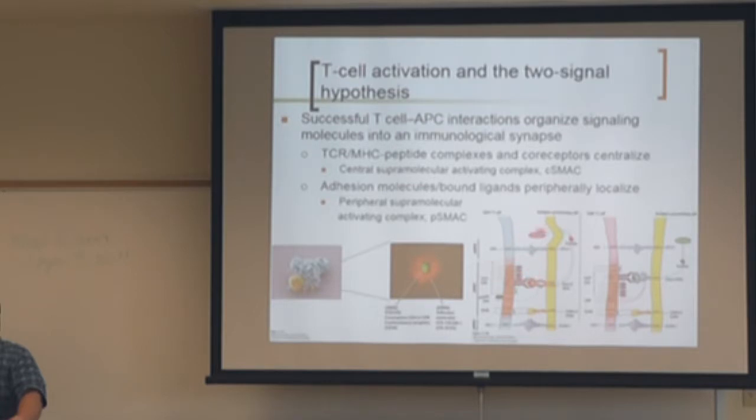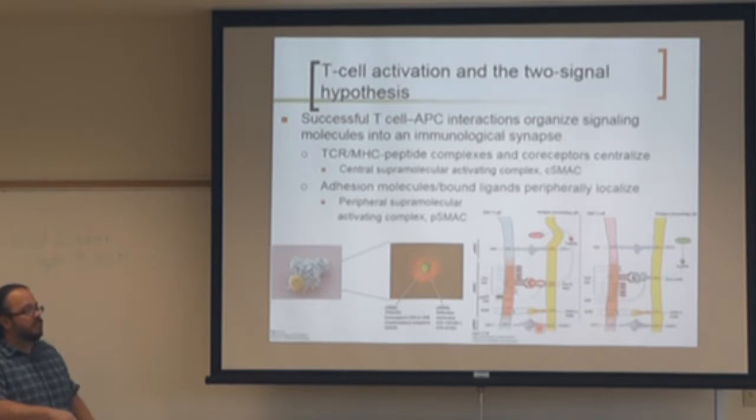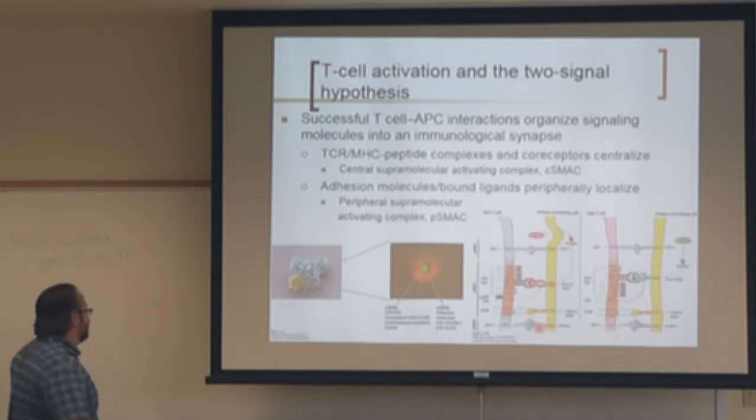But then to stabilize that interaction and increase the avidity, we also have adhesion molecules like LFA3 and CD2, or LFA1 and ICAM1. So we have these adhesion molecules, yeah. So where's the C-SMAC and the T-SMAC on the cell? Like how are they separated? So they're separated by actual location.